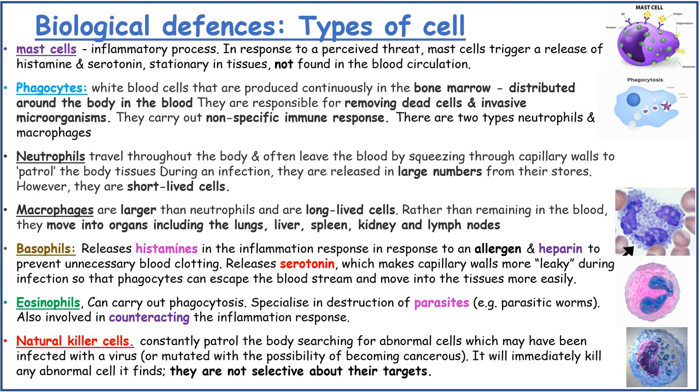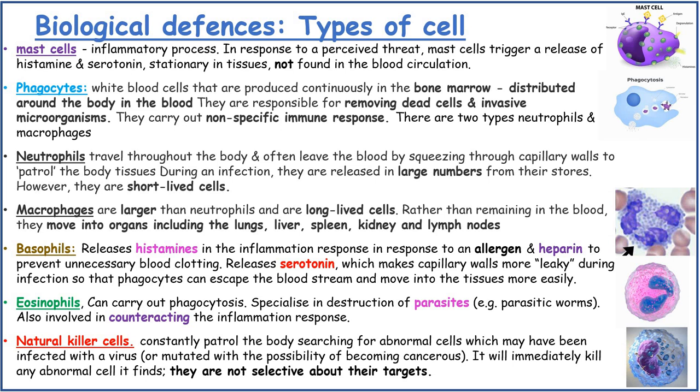Basophils, quite similar to mast cells except they circulate in the bloodstream. They release histamine in the inflammation response, in response to an allergen. They release heparin to prevent unnecessary blood clotting, and they release serotonin, which makes capillary walls more leaky during infection so that phagocytes can escape from the bloodstream and move into the tissues more easily.